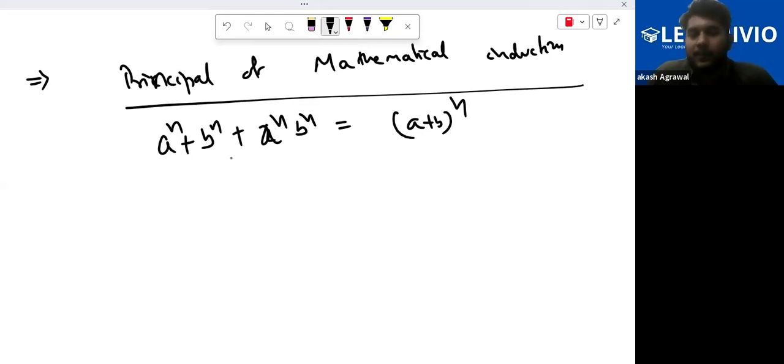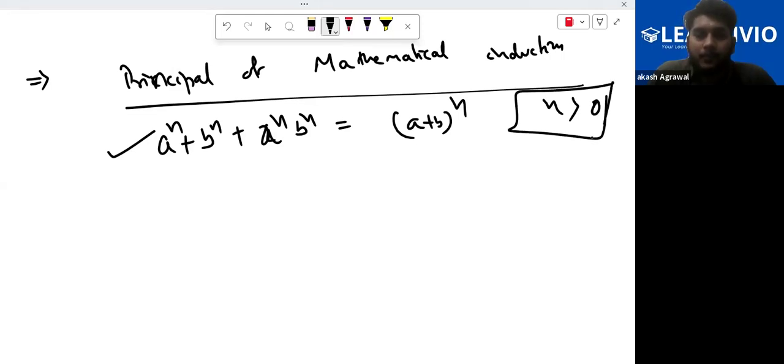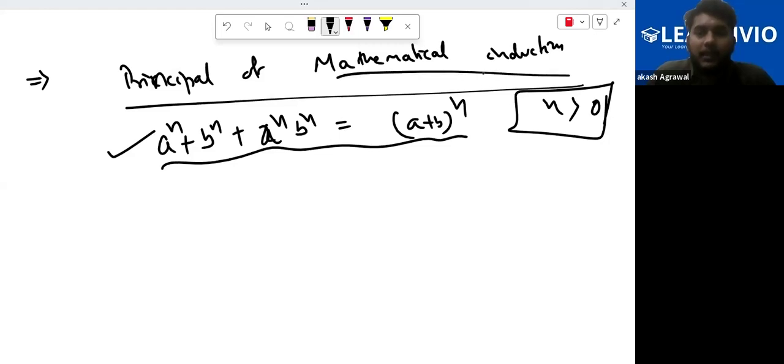Okay. If I claim that this is true, LHS and RHS will be equal for all the values of n where n is a positive integer. Then to verify this, what do we do? We use mathematical induction. Okay. Is it clear where it is used?